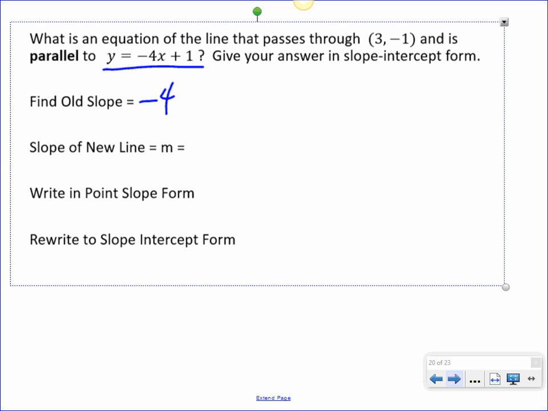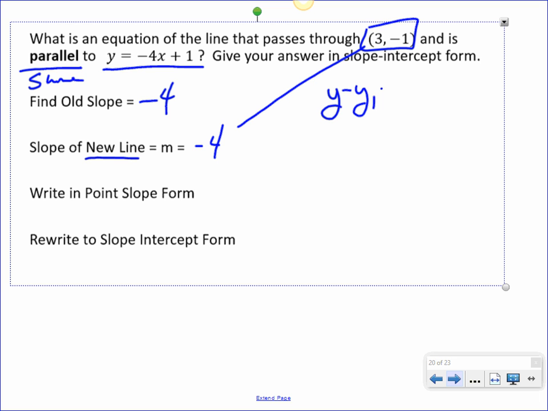The question asks to find a parallel line. So when I say slope of a new line, we're thinking about if the slope of the old line is -4 and those two lines are parallel, they'd have to have the same slope since they're parallel. So we knew the slope of this new line would also have to be a -4. From there, we can write an equation in point-slope form. Given this point and this slope, if you remember, point-slope form is y minus y1 equals m times x minus x1. So these three things get replaced.